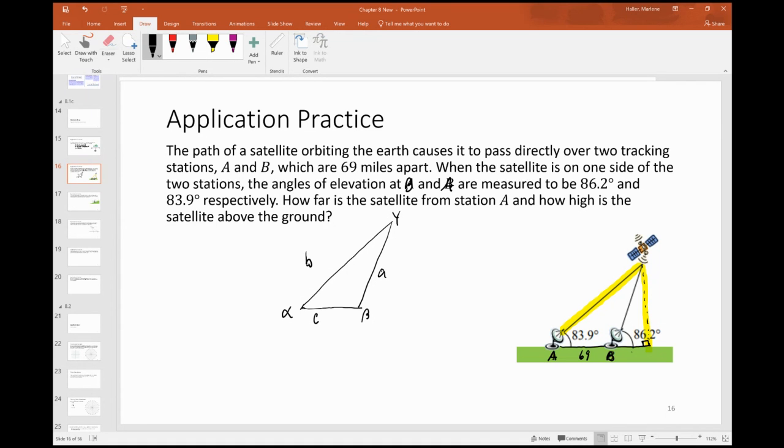All right, so there's a triangle with our standardized labeling. We know this angle here is 83.9 degrees. We know the length of side C is 69 miles. Those are the givens. Is there any way that I could find B or A when I only know one angle and one side? No, I need more givens than that.